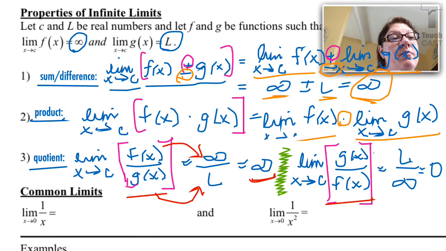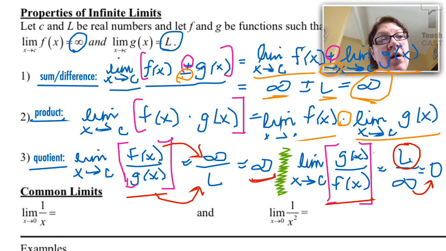Versus if I take some number, now in particular some small number, smaller than infinity, right? And I divide by infinity, then I'm going to get 0. Imagine taking one cookie and dividing it into an infinite number of pieces. We're all going to get crumbs, which is essentially 0.